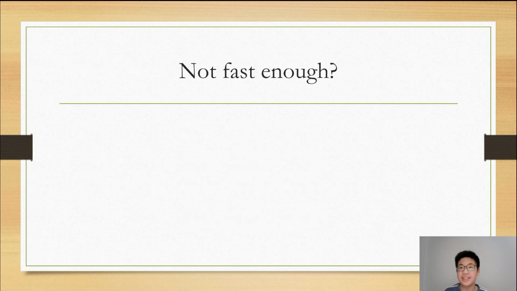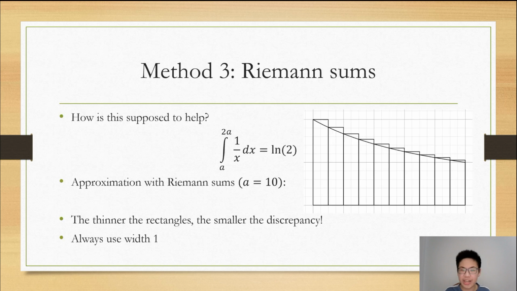Now, you say these series are not fast enough. Well, they aren't. Now, let's look at another term which is definitely going to produce slower series. This may be counterproductive to what you want, but this is an interesting diversion. Now, let's talk about methods of integration. Let's talk about Riemann sums. Now, how is this supposed to help?